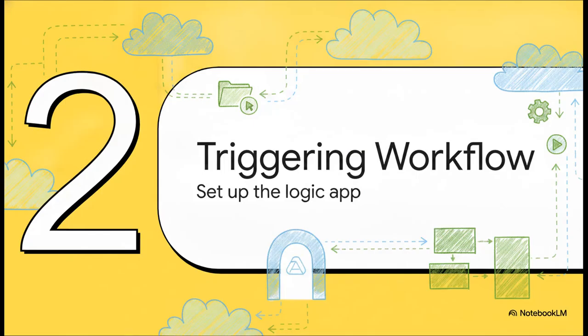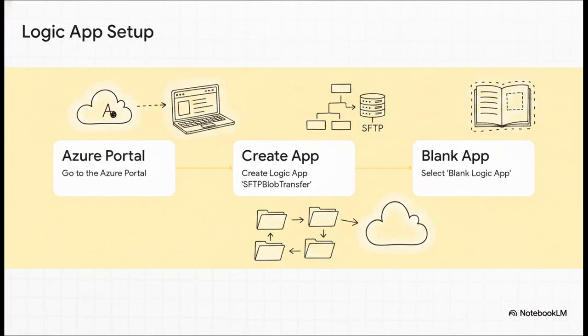All right, section 2, triggering the workflow. Getting this set up in the Azure portal is actually really straightforward. Step 1, you just head over and log into your Azure portal. Step 2, you're going to create a new logic app. Let's go ahead and name it SFTP Blob Transfer for this walkthrough. And step 3, once that designer interface opens up, you just hit blank logic app. Boom, you've got your blank canvas ready to be configured.